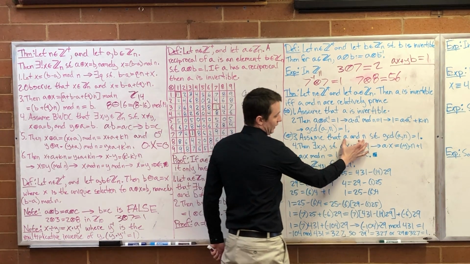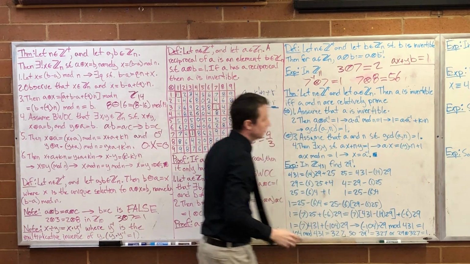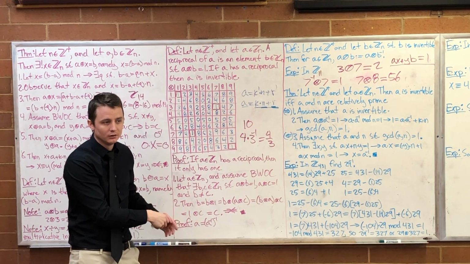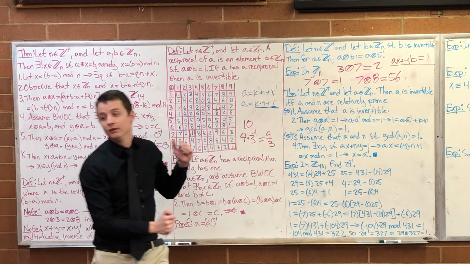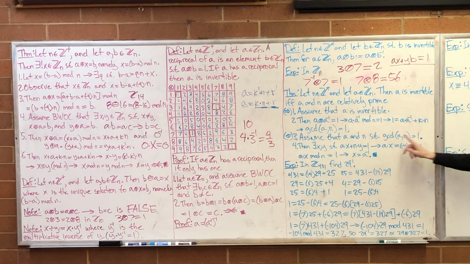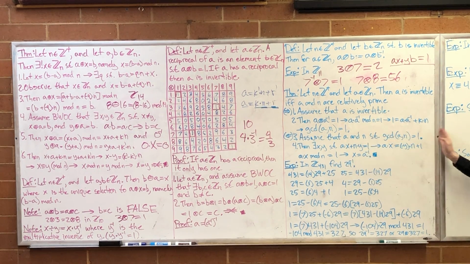Assume that a and n are numbers such that their GCD is 1. So assume that a and n are relatively prime. Their GCD is 1. Same thing. Now I need to show that a is invertible. And this is going to show you how you actually calculate the a inverse. It's the reciprocal.